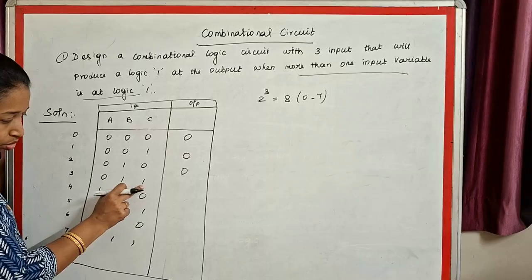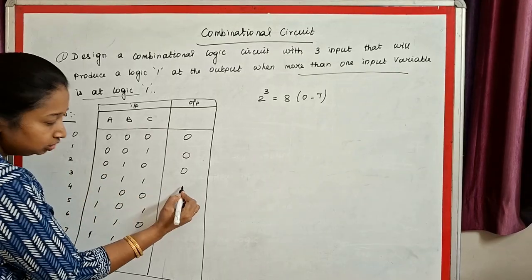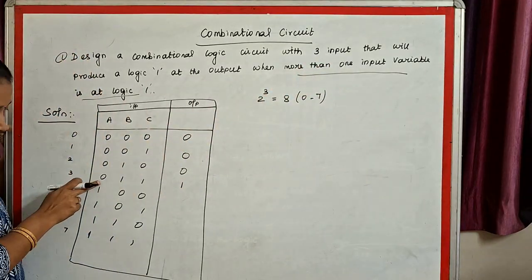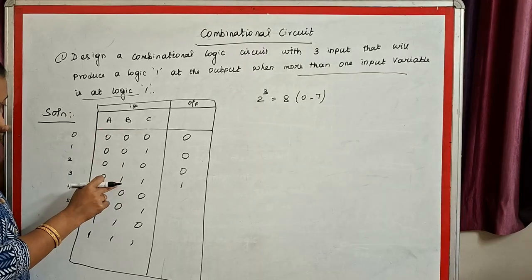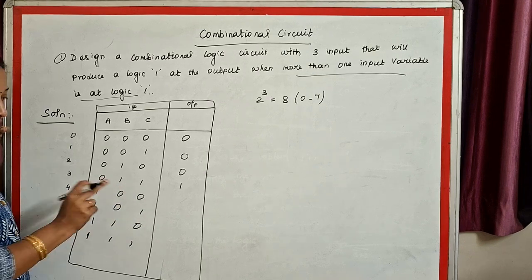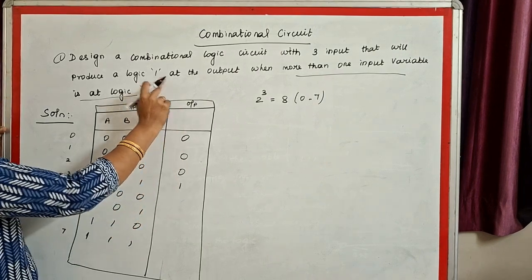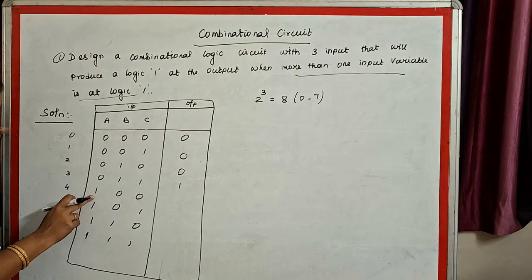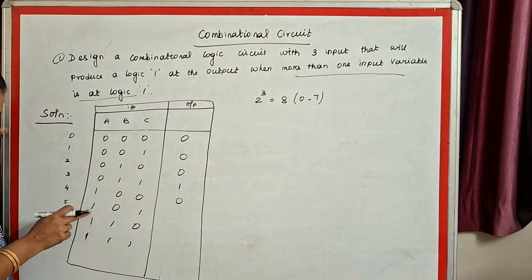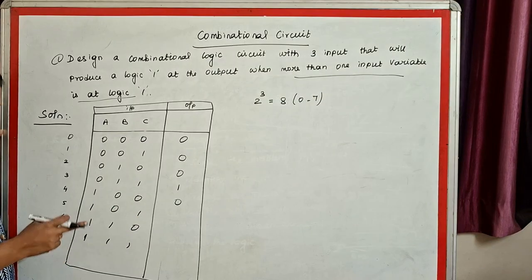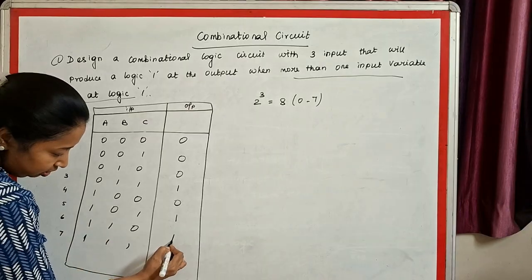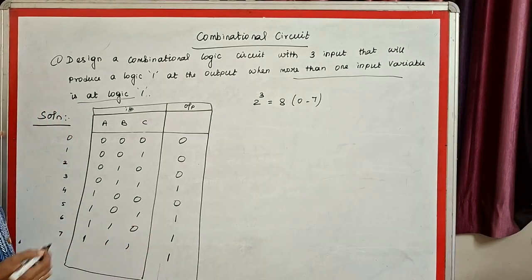Here you have 2 occurrences of the number 1. Right? So the output will be 1, because you have more than 1 input variable at logical 1. So if this is the case, then your output will be 1. Is it clear? Now check on the number 4. There is only 1 occurrence of 1, so it will be 0. Check on the number 5. Here you have 1, and there is one more 1. That is 2 occurrences of 1, so the output will be 1. Here again 2 occurrences of 1, so the output will be 1. Here 3 occurrences of 1, so the output will be 1.